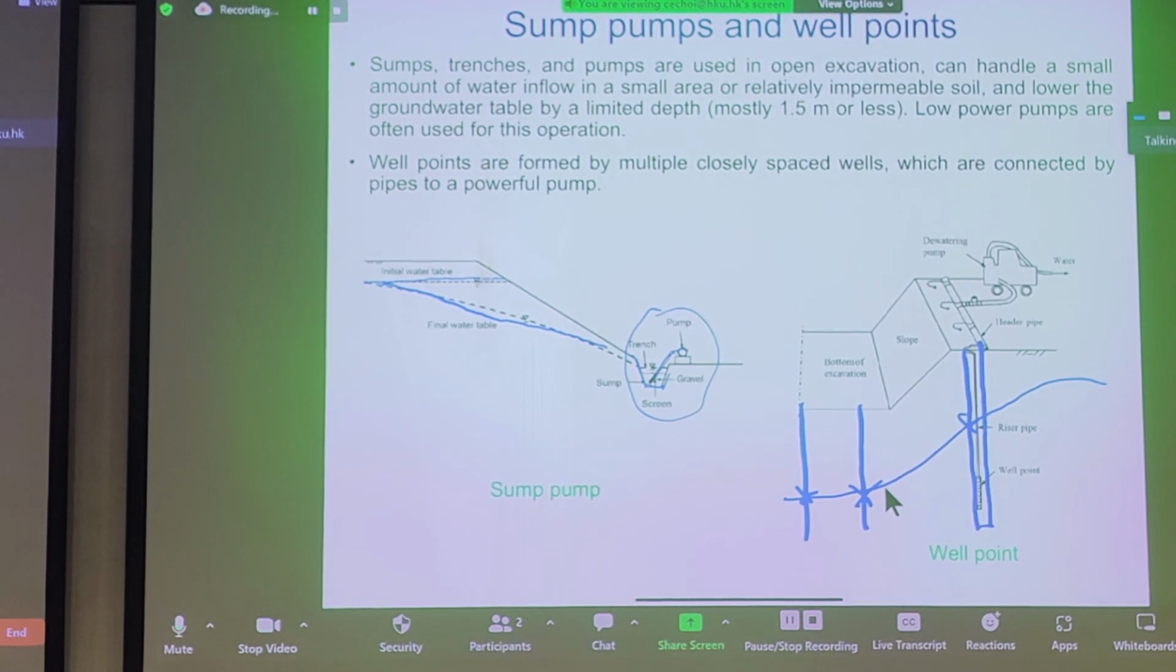Sump pumps have effective suppression depths of probably 1.5 meters or less. Well points, well, it depends. If you have a lot of well points, you can probably have much better control over how your phreatic surface looks in the ground. Sometimes well points may not be effective if you're adjacent to the sea as well. The recharge rate is much higher than the rate at which you can take the water out of the ground. So bear that in mind. So these are the two main types of pumps we deal with in routine excavation for dewatering.